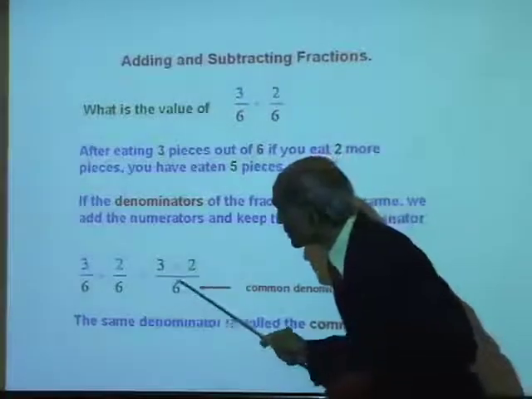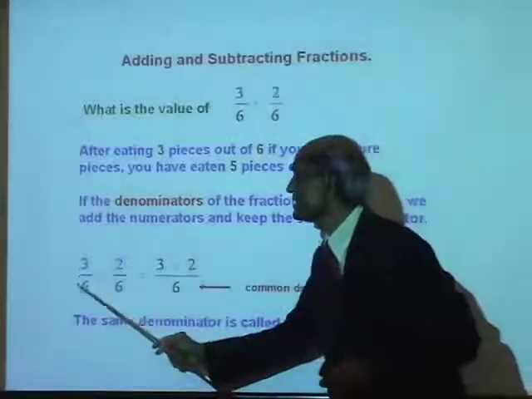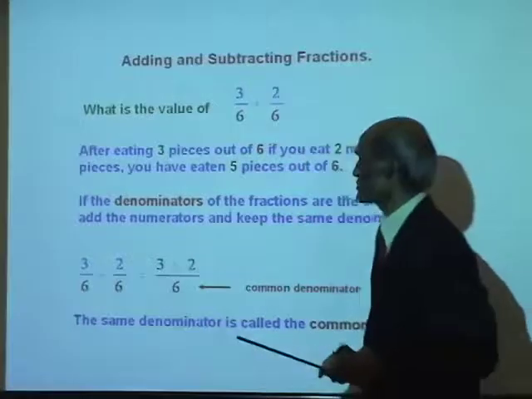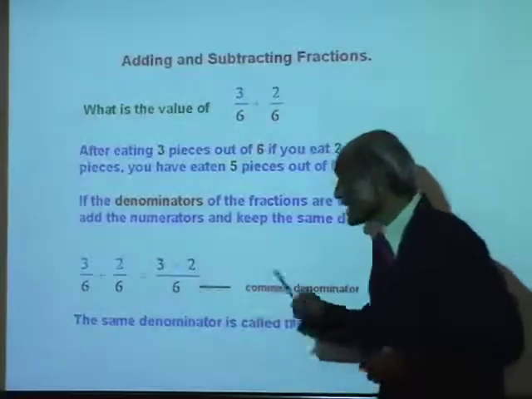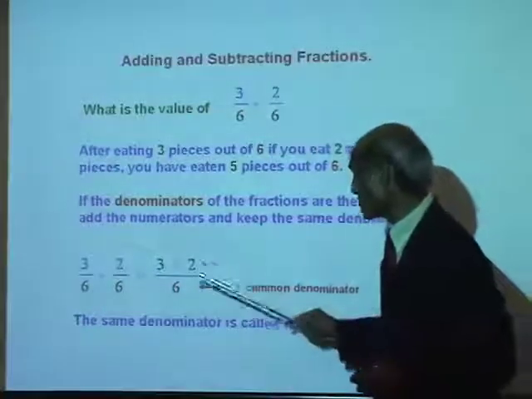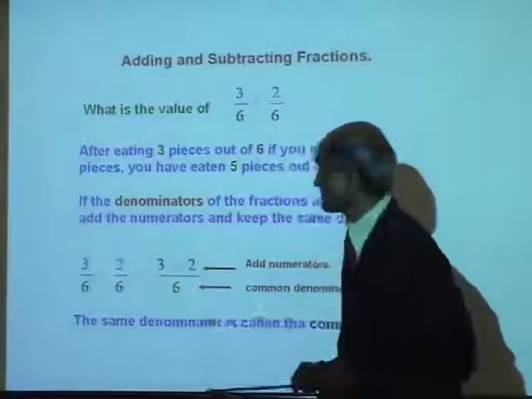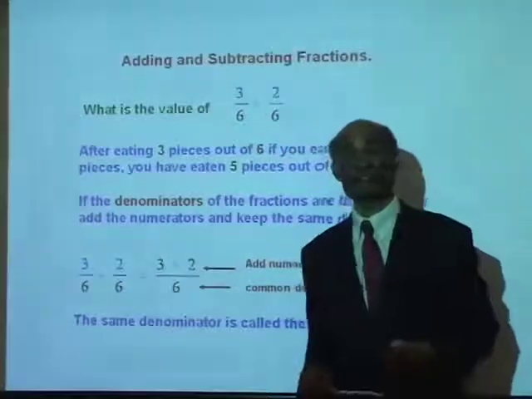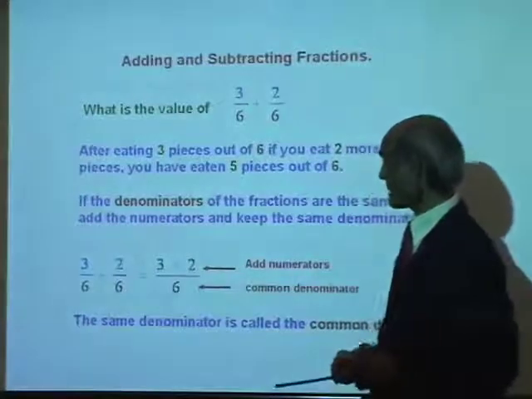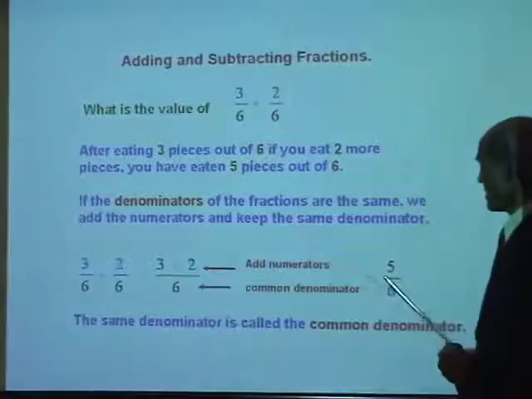And this 6 is called the common denominator. You see? The common denominator is 6. And that is our denominator for the answer. And then the numerator is obtained by adding the 2 numerators. That's what we will practice in adding fractions. Alright? Let's move on. So that will be 5 over 6.